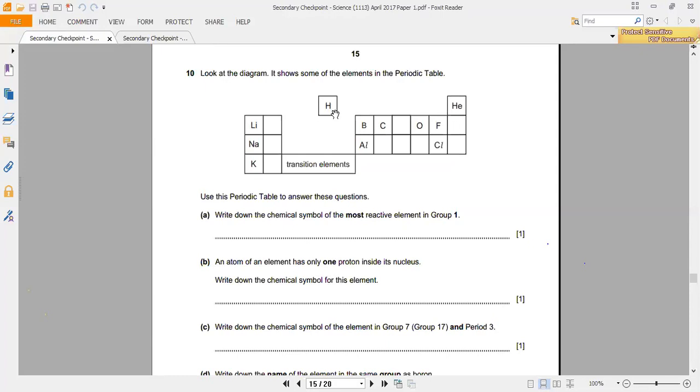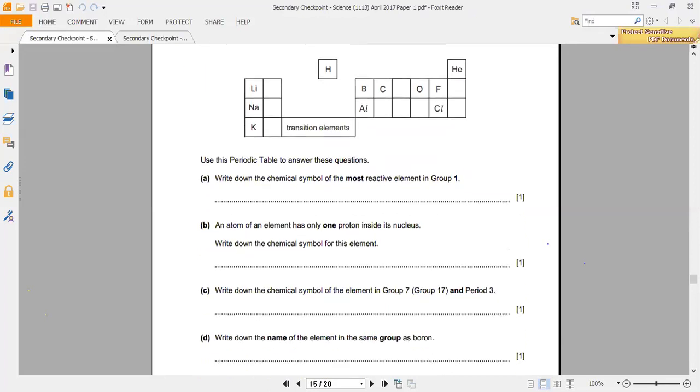C, write down the chemical symbol of the element in group 17 and period 3, okay, period 3, so 1, 2, 3, this is period number 3, and group number 17, this is chloride, or actually this is chlorine as an element. In element form, it's chlorine.